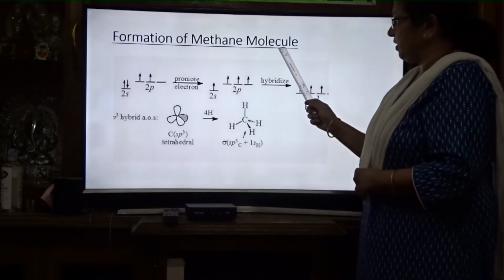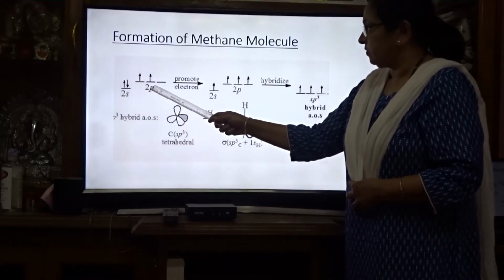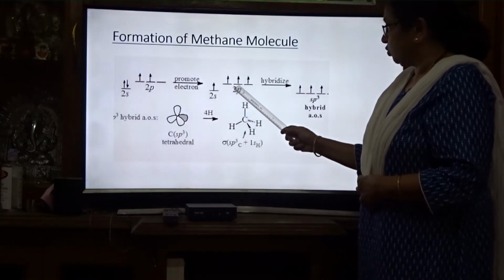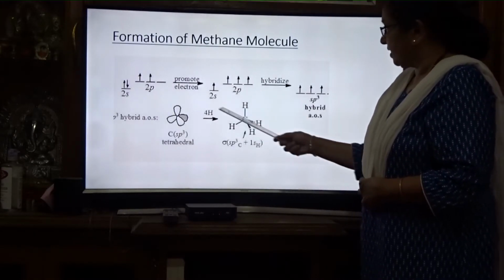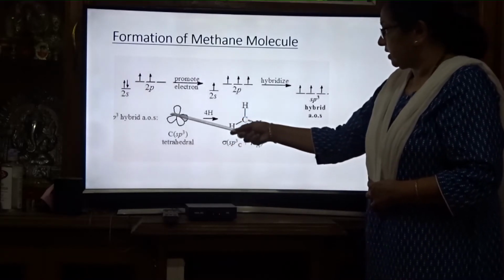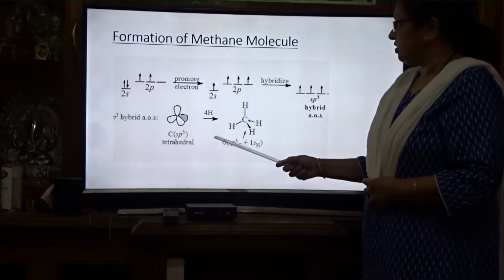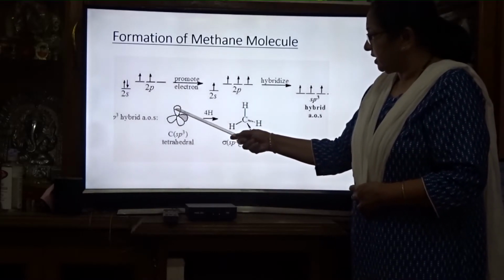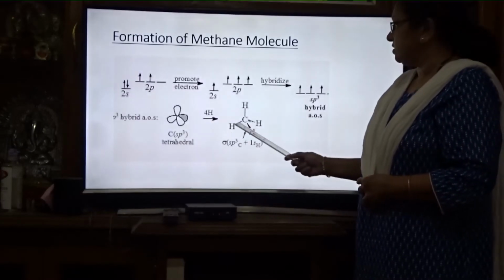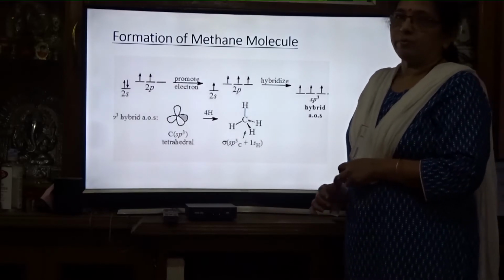So in the formation of methane molecule, in the ground state we have 2s2, 2p2, 2px1, 2py1. One of the electrons goes from 2s to 2pz, and then 2s, 2px1, 2py1, 2pz1 hybridize to form 4 hybrid orbitals of equivalent energy. Each orbital has 1 electron, and these electrons are shared with the hydrogen atoms to form CH bonds. 4 bonds are formed with these hybrid orbitals.